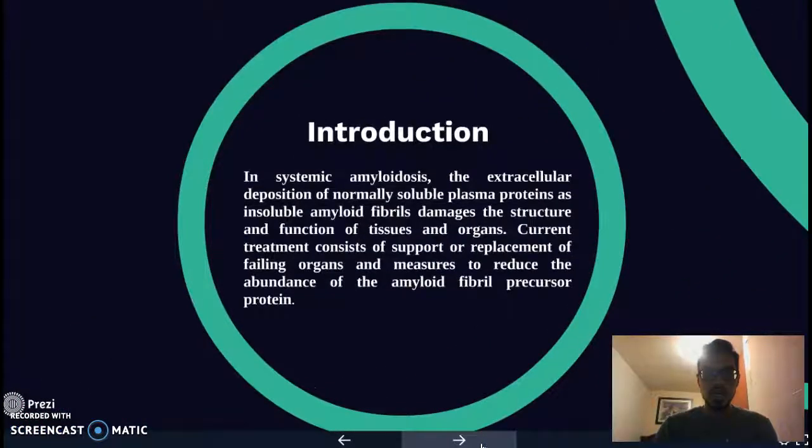Introduction. In systemic amyloidosis, the extracellular deposition of normally soluble plasma proteins as insoluble amyloid fibrils damages the structure and function of tissues and organs. Current treatment consists of support or replacement of failing organs and measures to reduce the abundance of the amyloid fibril precursor protein.